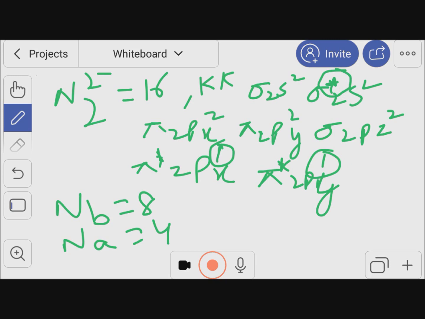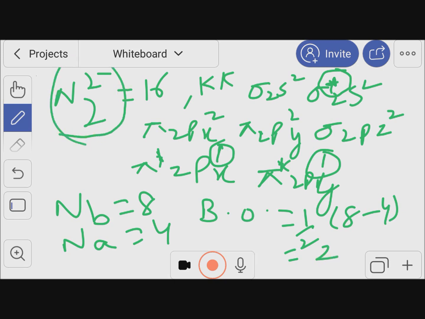and the bond order is 1 by 2 (8 minus 4), which is equal to 4 by 2, which is equal to 2. It means N2 2 negative forms two bonds with each other. Here in the case of N2 2 negative, the bond order is 2. It means it forms a double bond.